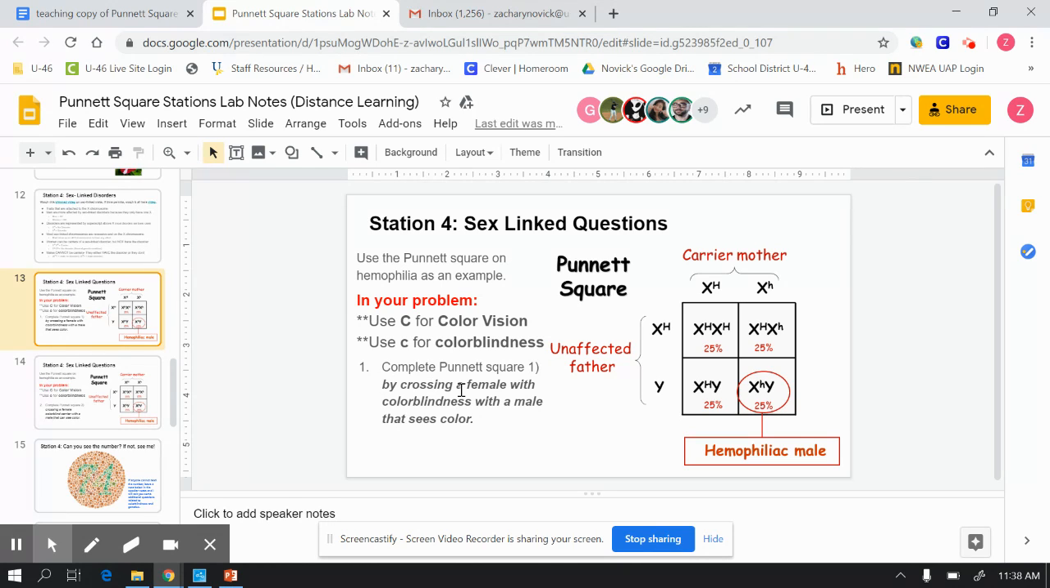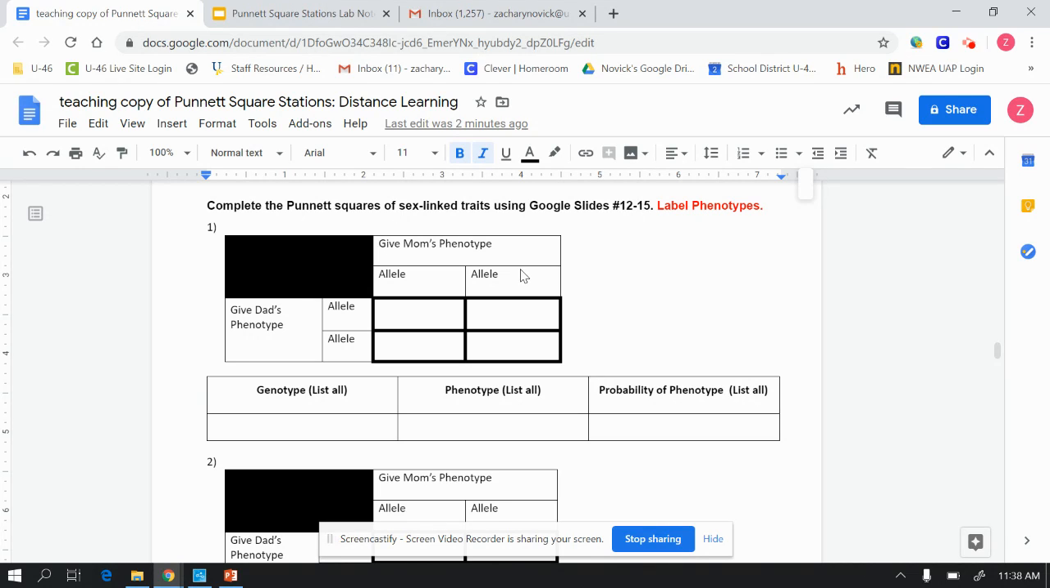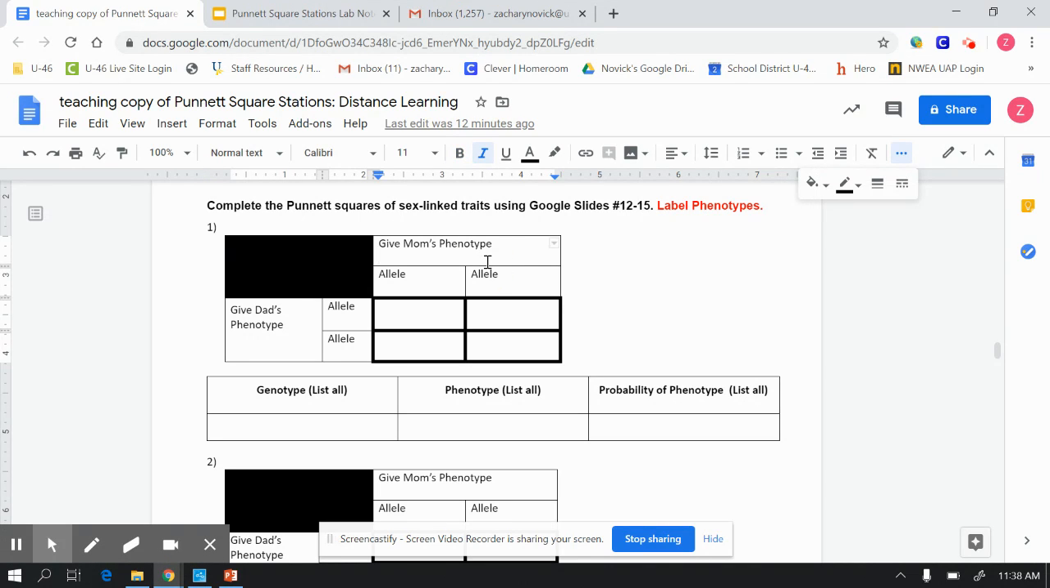Remember, we're first talking about a female with color blindness. So, read these instructions. All right, cool. So now I'll get to the work. All right, so here we are. Punnett square number two. So first, mom's phenotype. Remember, we're going to type that she is colorblind because that is what we're actually describing.